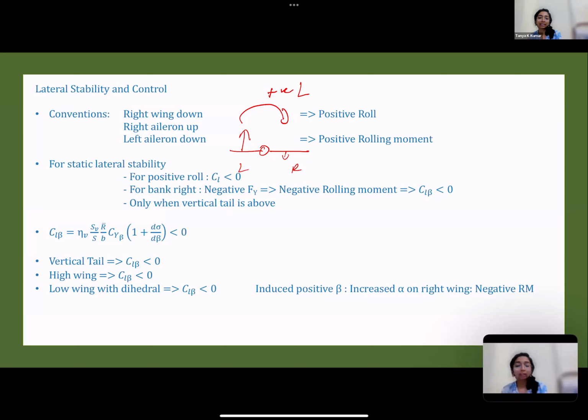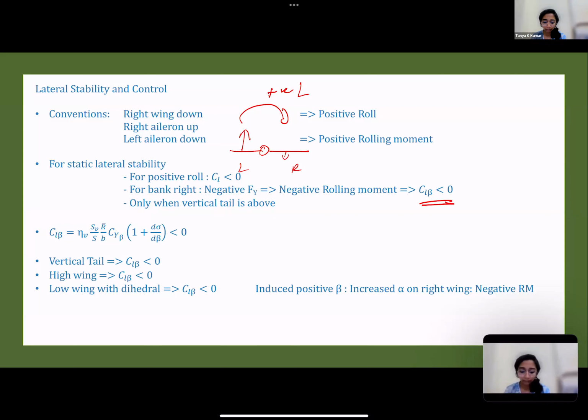Okay. Now for static lateral stability, you need a negative rolling moment, Cl. With a positive gust beta, you need a restoring moment, negative restoring moment. So in this case, it is Cl beta. Okay, your force Fy produced on the vertical tail should roll your aircraft back. Correct? Yeah, you need to remember this, that this only happens when the vertical tail is above. If it's below, the same force will produce a moment that does not restore beta. Okay, so remember that Cl beta should be less than 0 for static lateral stability.